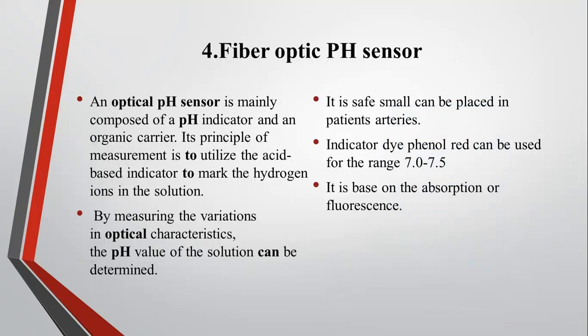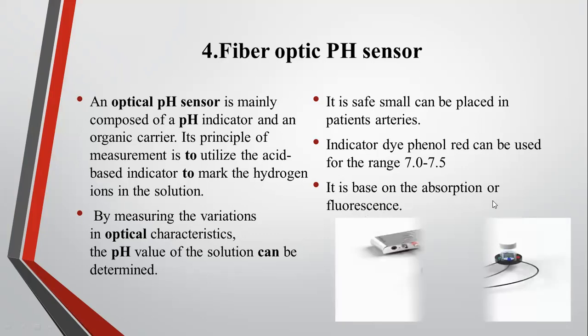Fourth one is the fiber optic pH sensor. An optical pH sensor is mainly composed of a pH indicator and an organic carrier. Its principle is to utilize an acid-base indicator to respond to the hydrogen ions in the solution. By measuring the variation in optical characteristics, the pH value of the solution can be determined. It is small and can be placed in patient arteries. As an indicator, phenol red can be used for pH 7.0 to 7.5. It is based on the absorption of fluorescence. Here we can see the fiber optic pH sensor.